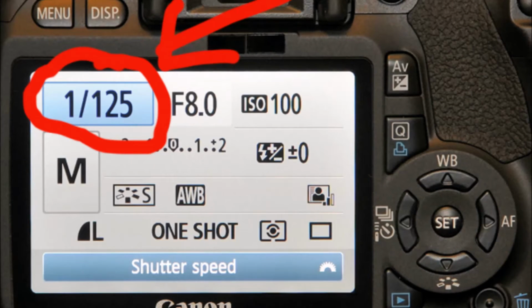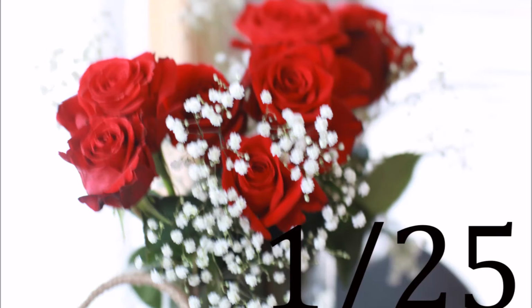The next thing that I want to talk about is your shutter speed. Pretty much, the faster your shutter speed goes, the darker the picture is going to be, and the slower your shutter speed goes, the lighter it's going to be. The only thing you have to be worried about is that the slower it goes, the less sharp it will be.